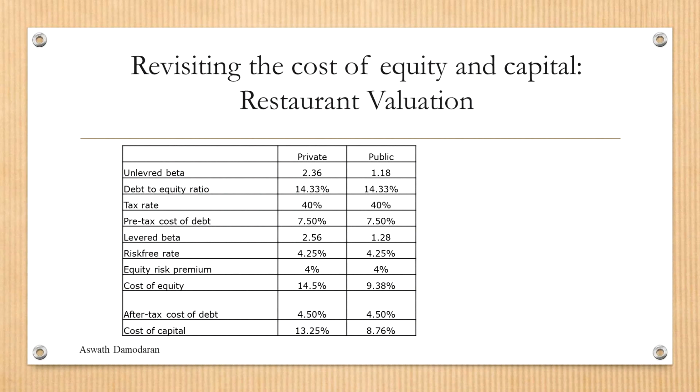Instead of using 14.5% as the discount rate, here the cost of equity will be much lower, 9.38%, even with the cost of debt the same at 4.5%. The cost of equity will be much lower if it's a private to public transaction. The cost of capital will decline from 13.25% to 8.76%, a nearly 5% drop, and I can tell you that this drop in the cost of capital will improve the value tremendously.